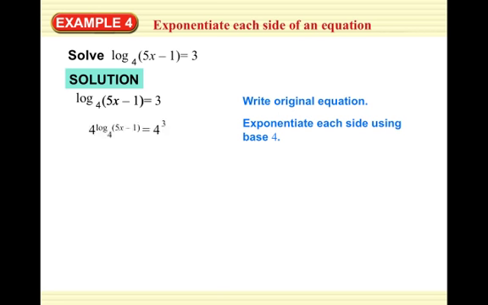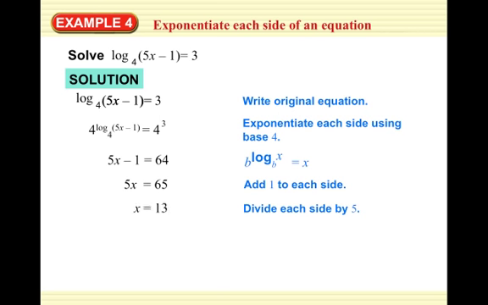So I'm going to have 4 to the power of log base 4 of 5x minus 1 equals 4 to the third. Okay, so both sides of the equations pop up as exponents with a base of 4. On the left-hand side, 4 to the power of and base 4 logarithm of cancel out. So we're left with 5x minus 1 equals 4 to the third power is 64. We add 1 to both sides, divide by 5, and we get x equals 13.